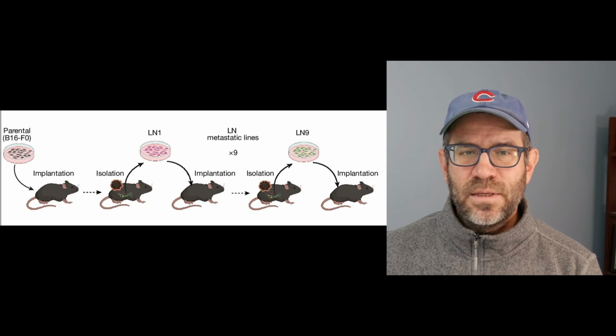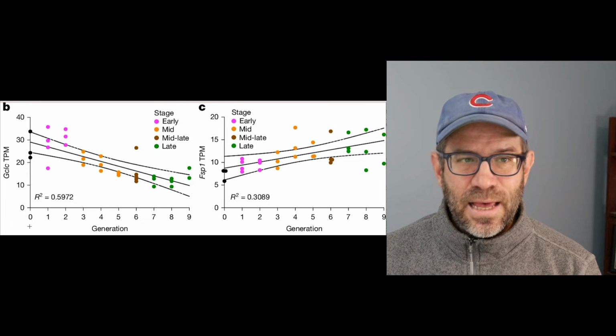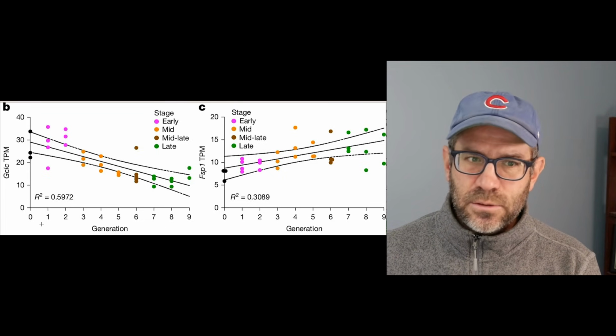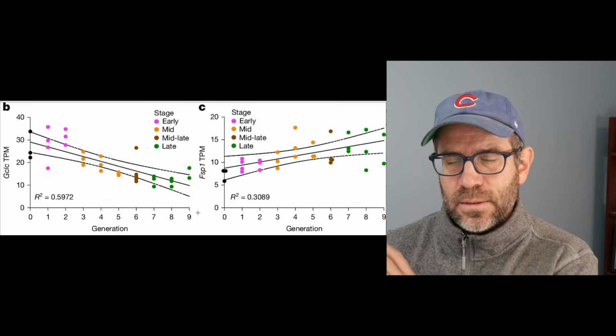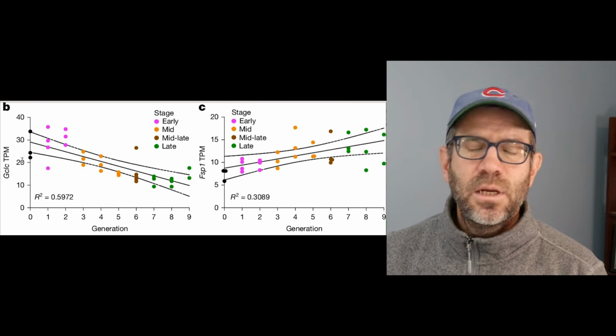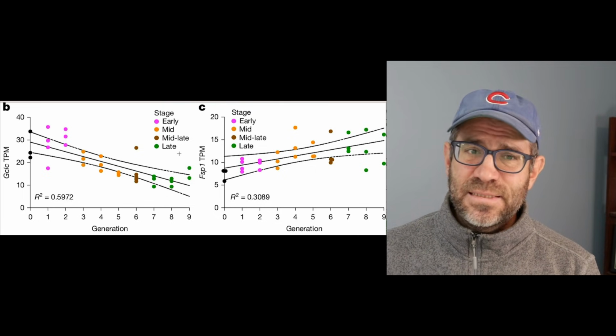And so that then gave them these LN metastatic lines. So what we see on the x-axis then is those different generations. So F0 being the parental, and then 1 through 9 being the successive cell lines. And as I already mentioned, a measure of the gene expression on the y-axis. They also used color as an aesthetic here.